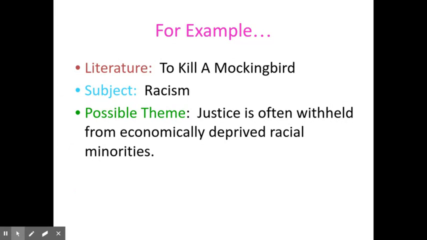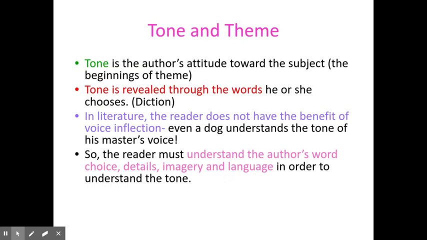It's a man. And because the defendant not only is a person of color, but is poor, this theme is saying possibly that because you don't have money, you don't get a fair trial. Because you're a person of color, you don't get a fair trial. So that is a possible theme for the book.